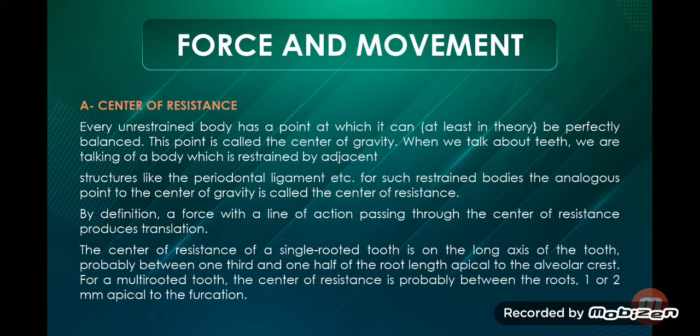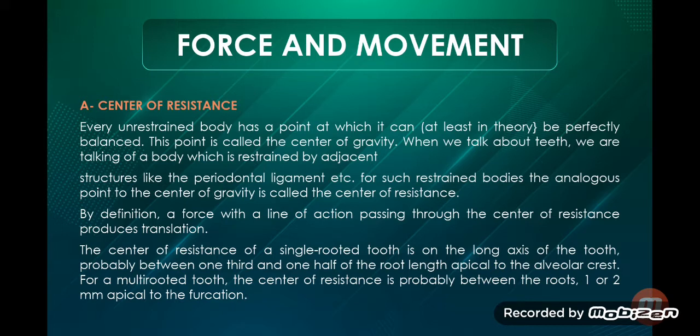Now, force and movements. The center of resistance. Every unrestrained body has a point at which it can, at rest, in theory, be perfectly balanced. This point is called the center of gravity. When we talk about teeth, we are talking of a body which is restrained by adjacent structures like the periodontal ligament. For such restrained bodies, the analogous point to the center of gravity is called the center of resistance.